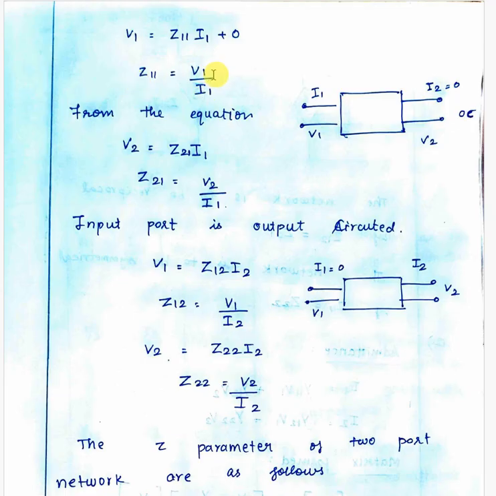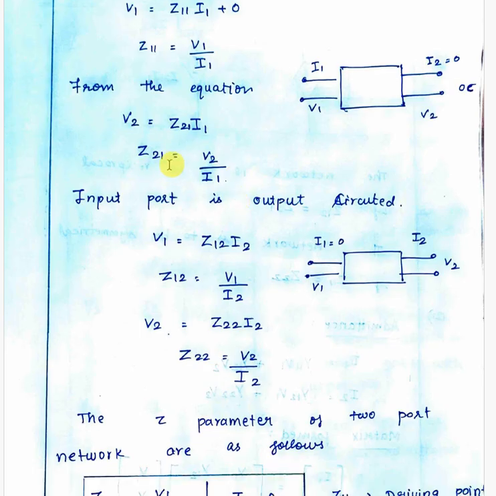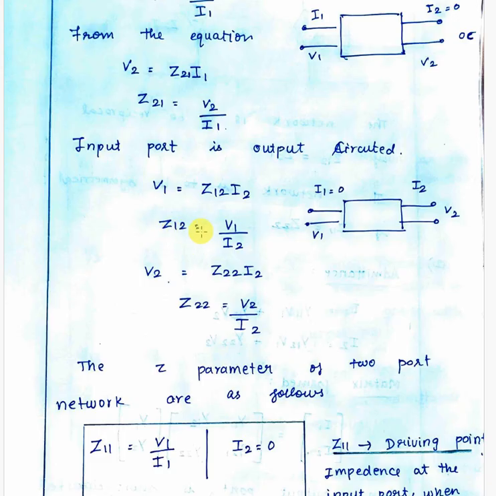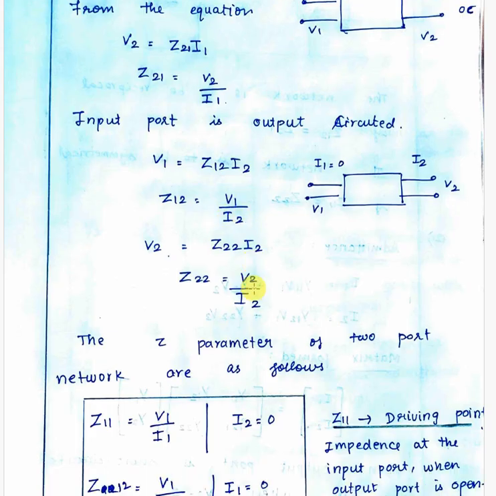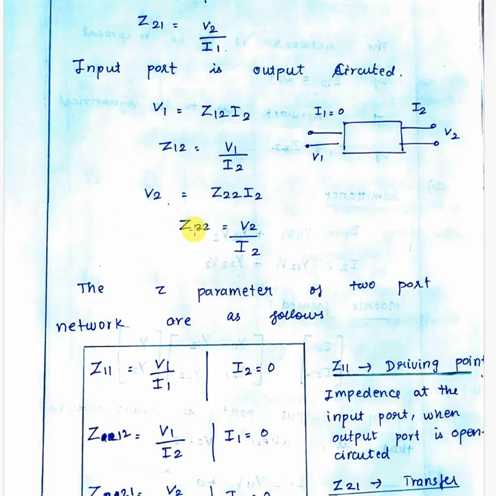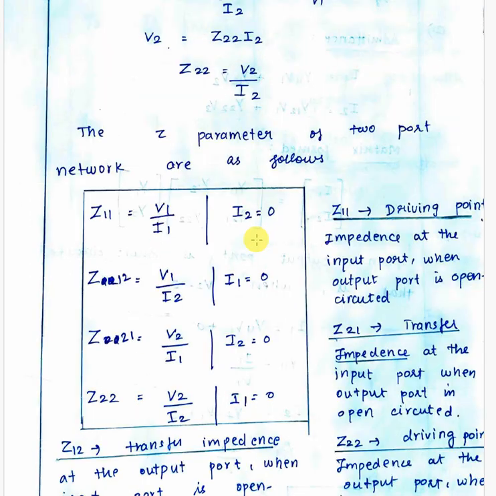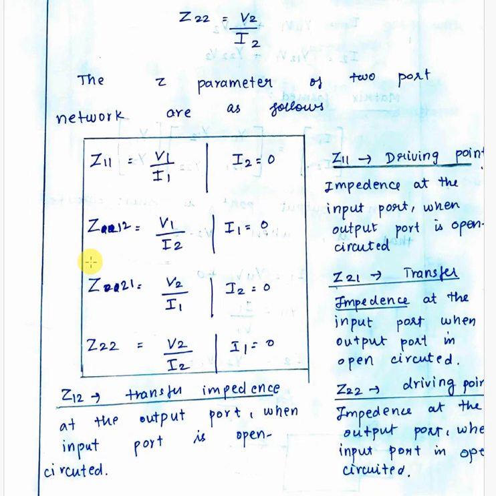Z11 equal to V1 by I1, which depends upon the voltage and current in the input port. Z21 depends upon the voltage in port 2 but the current in port 1. Z12 depends upon the voltage in port 1 but the current in port 2. And Z22 depends upon both the voltage and current in port 2. So this is the final equation we derived: Z11, Z12, Z21 and Z22.